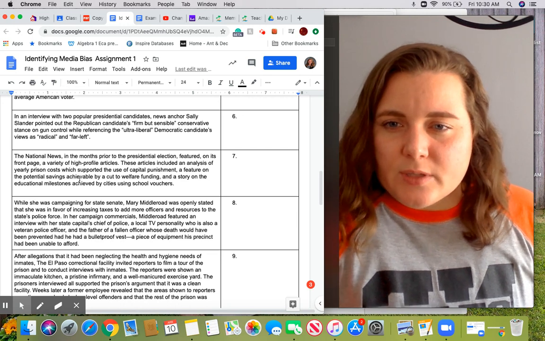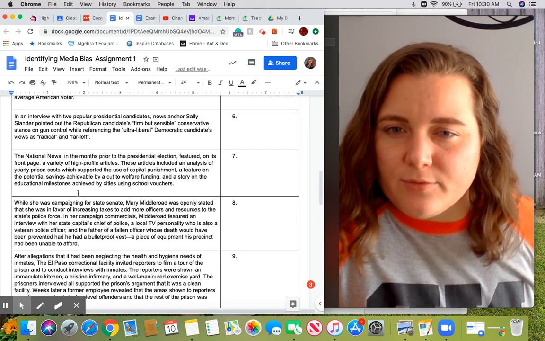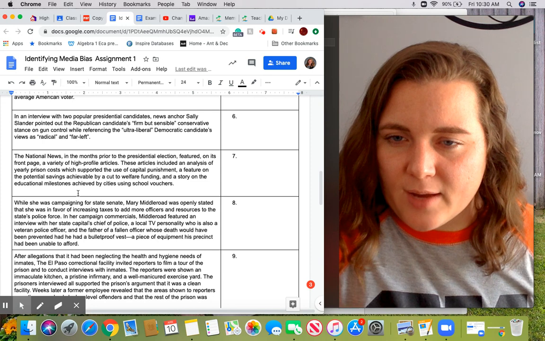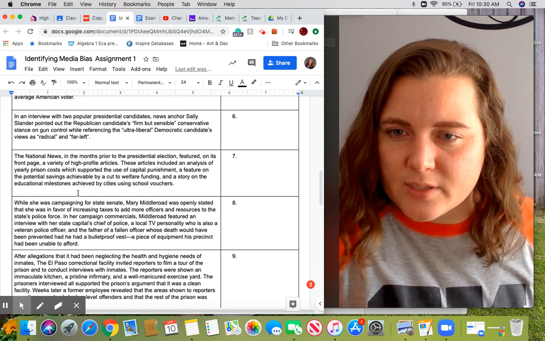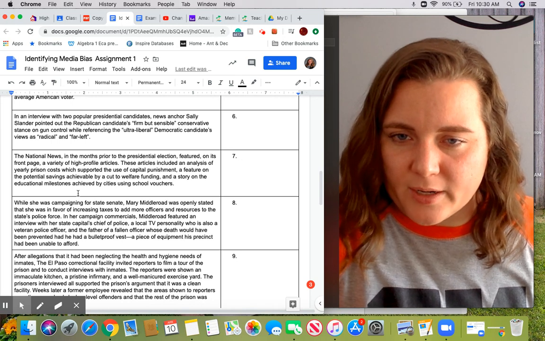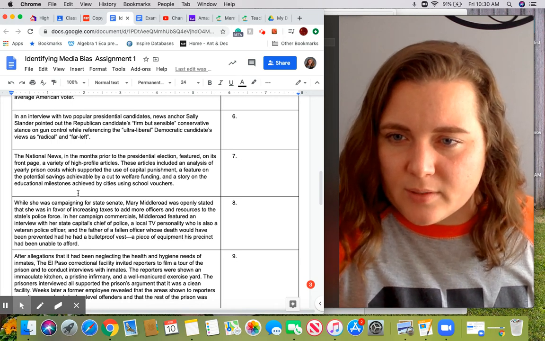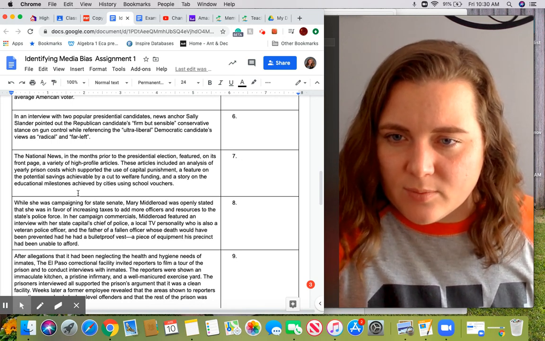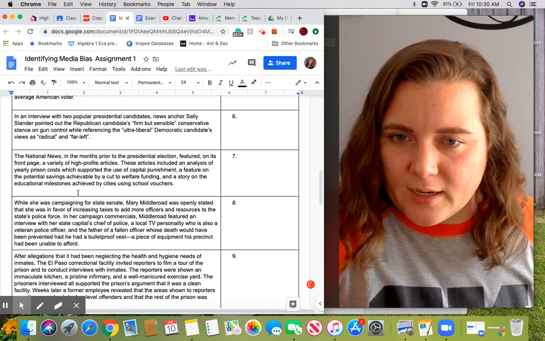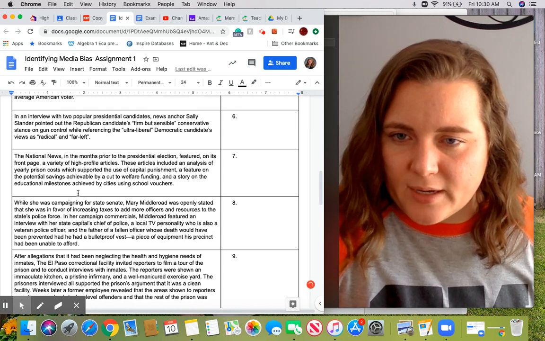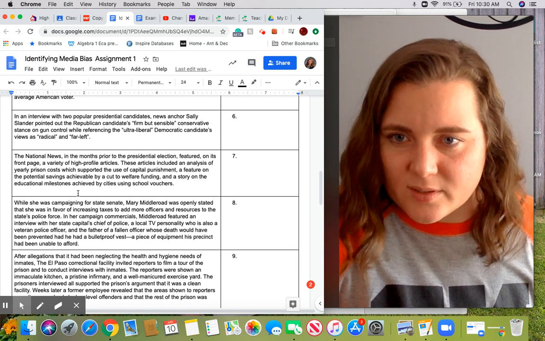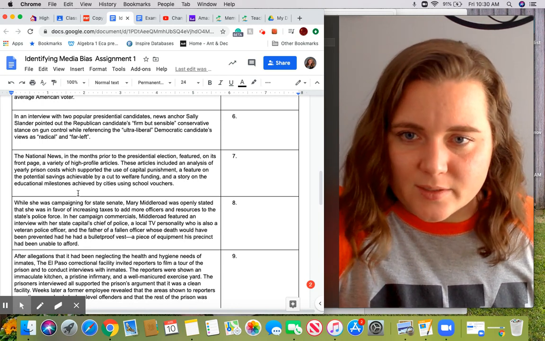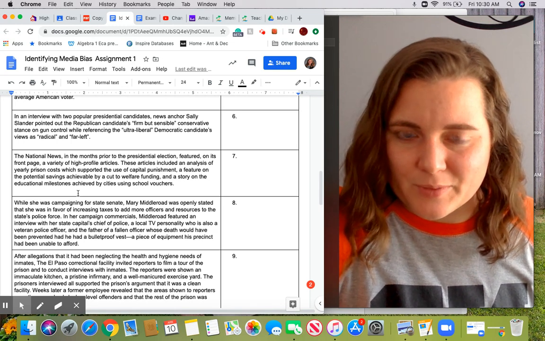The national news in the months prior to the presidential election featured on its front page a variety of high-profile articles. These articles included an analysis of yearly prison costs which supported the use of capital punishment, a feature on the potential savings achievable by a cut to welfare funding, and a story on the educational milestones achieved by cities using school vouchers. So we're seeing one-sided stories being presented on the same source. So that's story selection.